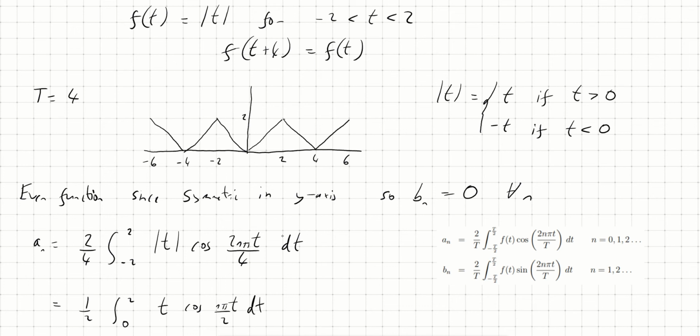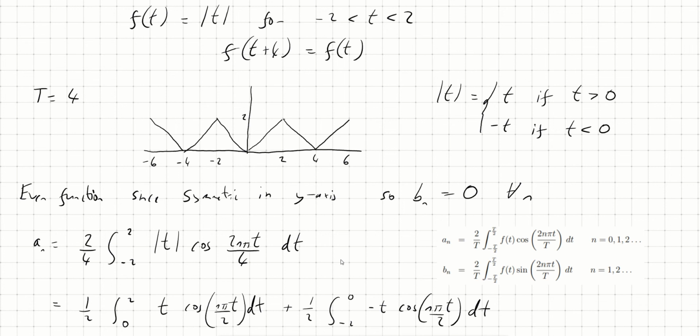So that's our 0 to t piece, and we also have the other piece which is from minus 2 to 0, and in that region mod t is just equal to minus t. Again, we have cos n pi t over 2 dt. So these are the integrals we're going to have to work out to find our a_n's.